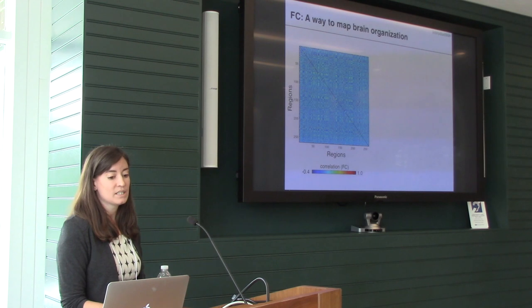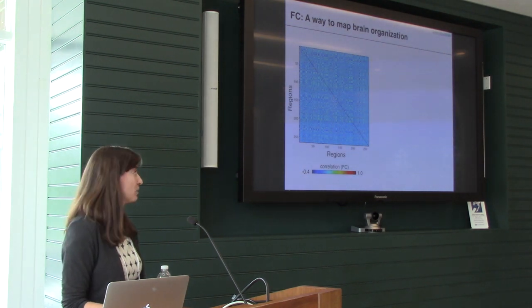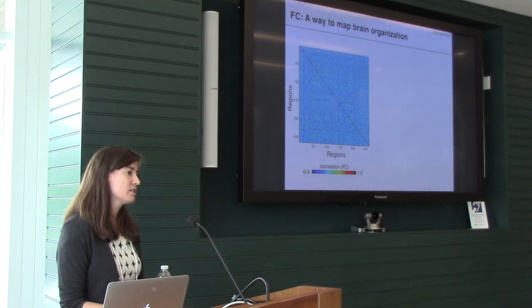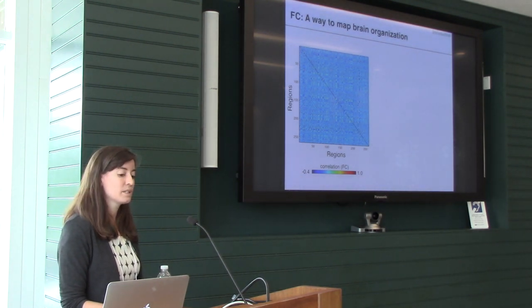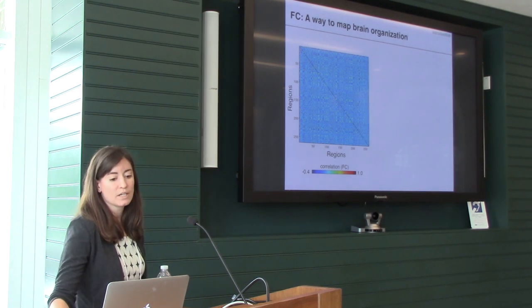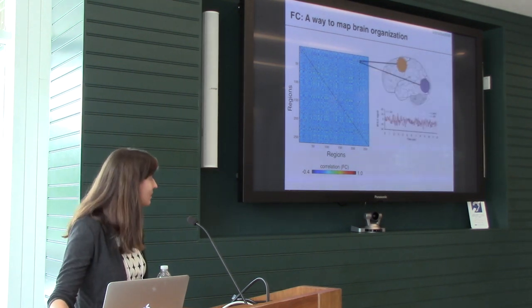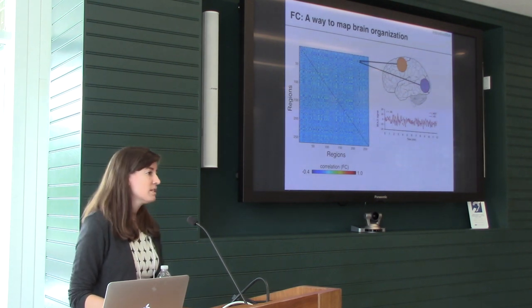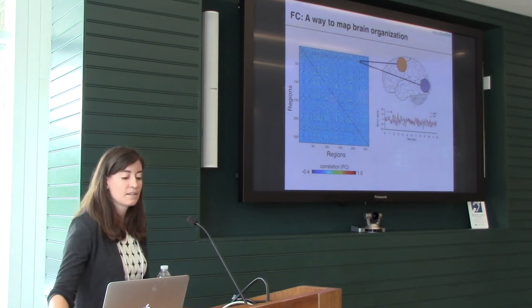And so with these resting state scans, you can map brain organization. Here I'm showing you 264 regions spread throughout cortex and subcortex. And I'm showing you the correlations in the form of a correlation matrix, where any given cell represents the correlation between a pair of regions. And I've organized the regions randomly in this case.